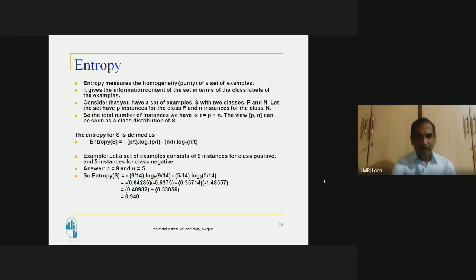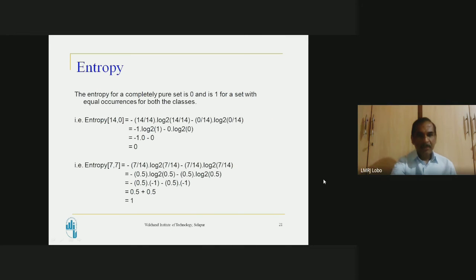The formula is given for entropy here, and we calculate the entropy for p to be 9 and n to be 5 to be 0.940. Similarly, we are going for entropy where all the data items are in the first class and no data item is in the second class. So we have 14 items in the first class and no items in the second class, and we find the entropy to be 0 here. When we are taking equal distribution, then entropy becomes 1.